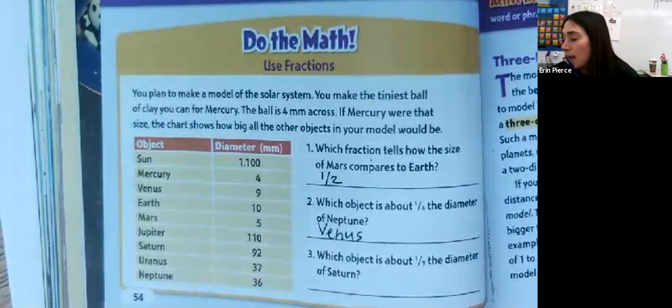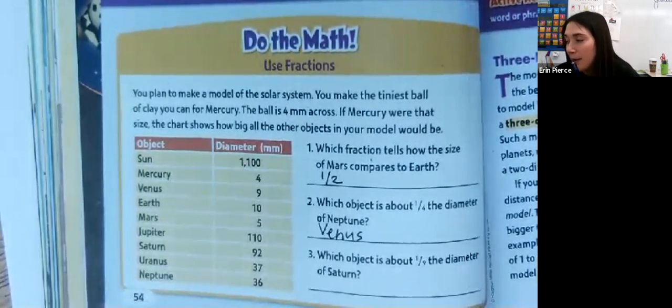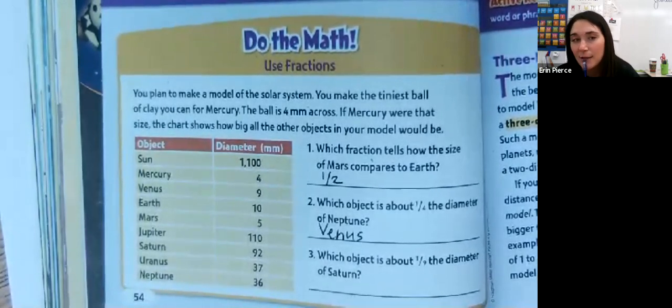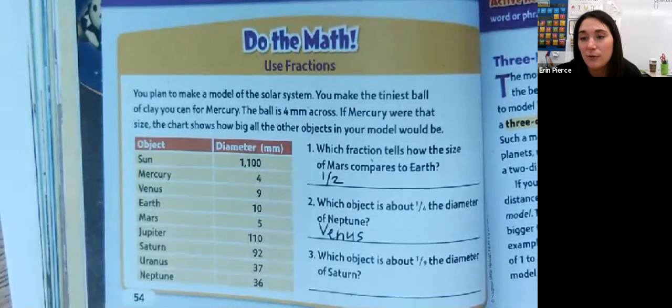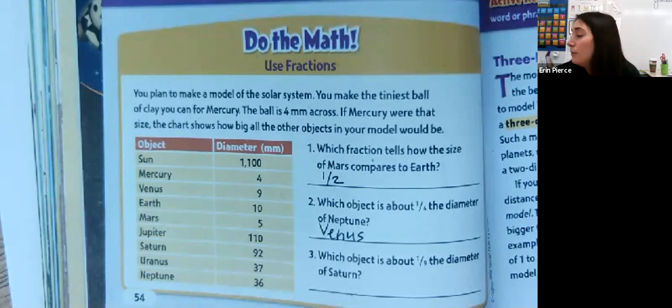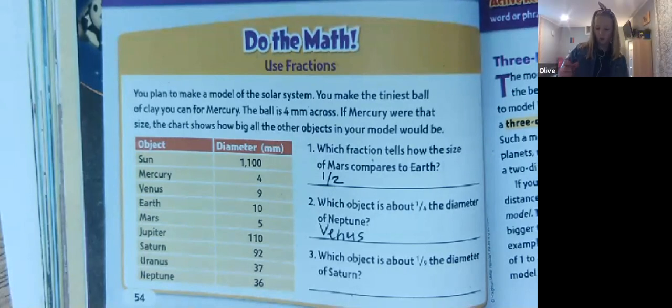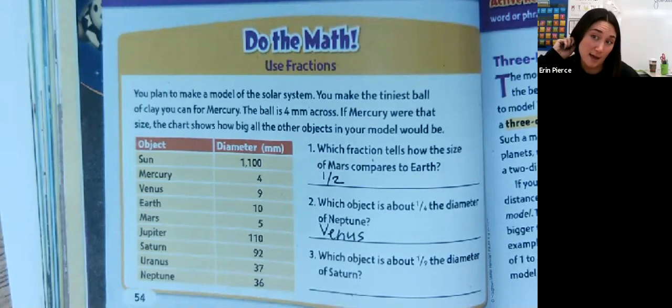Which object is 1/9 the diameter of Saturn? Saturn is 92, and we are dividing by 9. What is about the size, 1/9 the size of Saturn? If I actually divided this, it would be a remainder. Which one is close? Olive? 1/2. I'm looking not for a number, but a name.